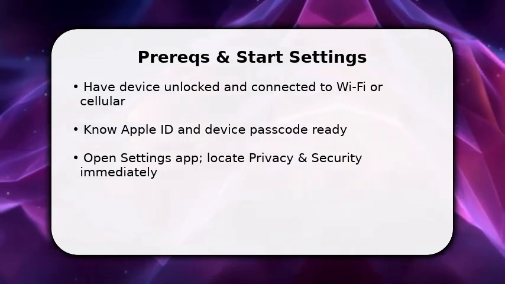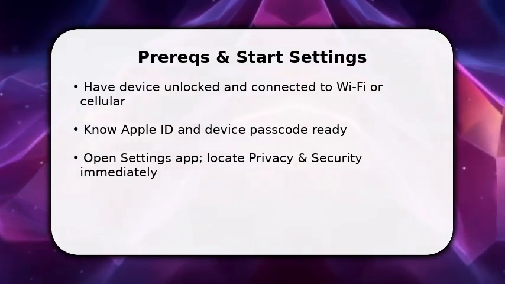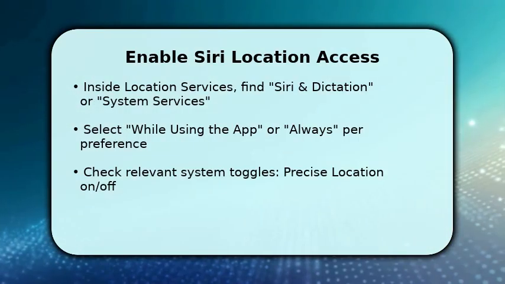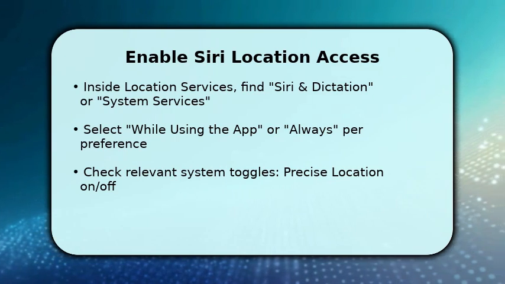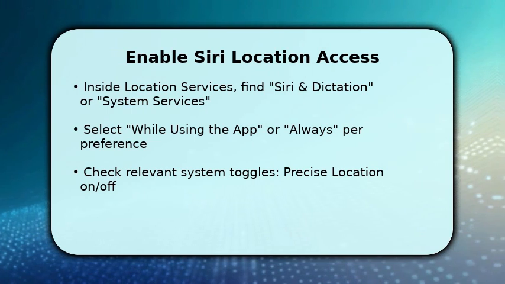Now scroll to Location Services at the top and make sure the master switch is enabled. This prepares the system to let Siri use your location when needed. Once Location Services is on, find Siri and Dictation in the app list or open System Services for broader controls.